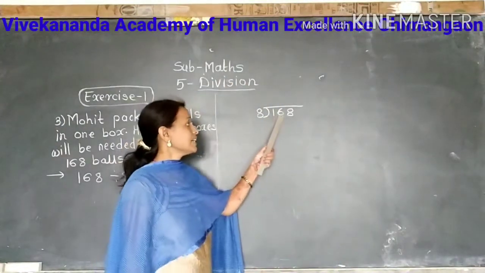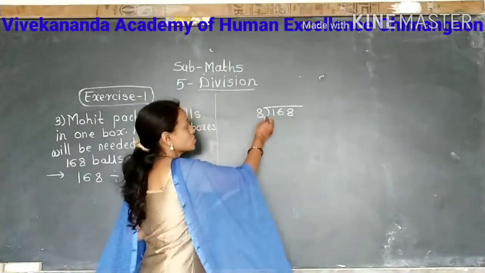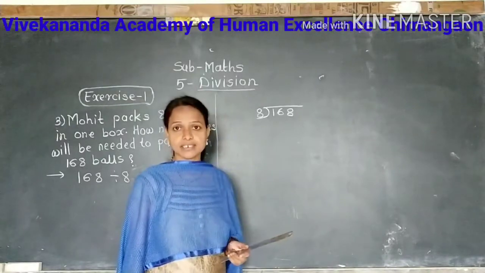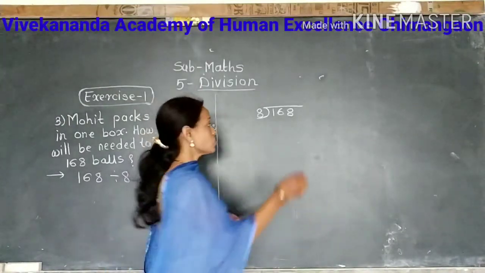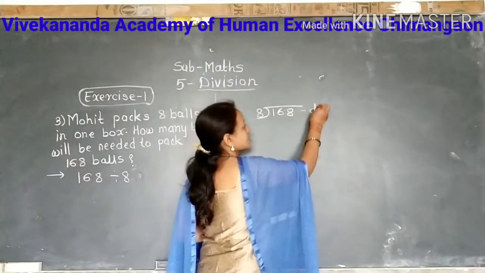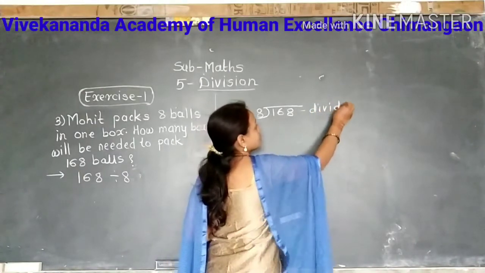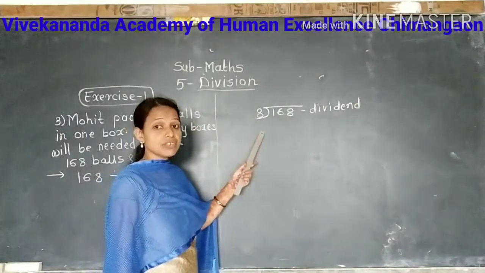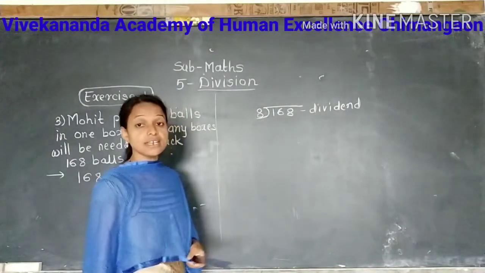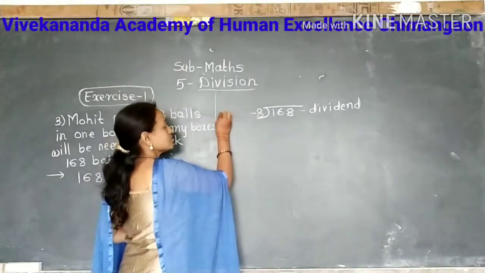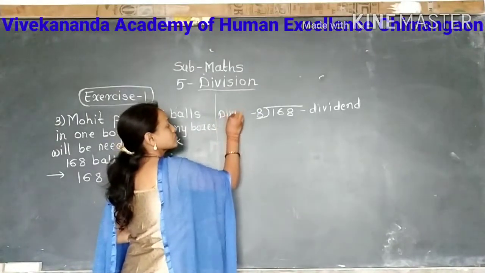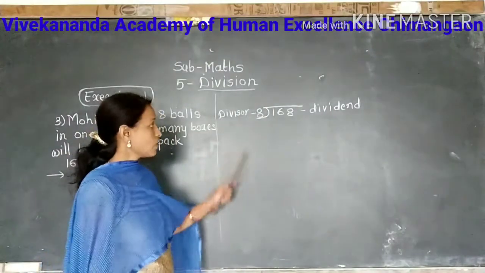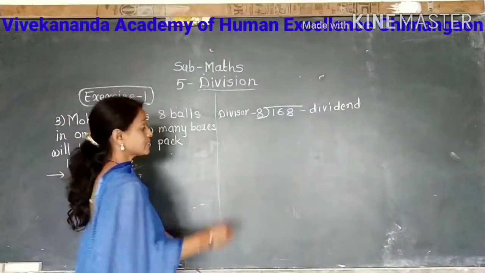Look here, 168 divided by 8. We know that the number which is divided is called the dividend. So 168 is the dividend. And the number by which we divide is called the divisor. Okay, this is the divisor.